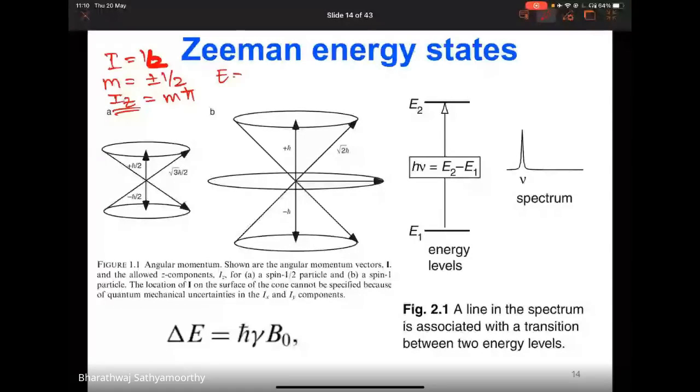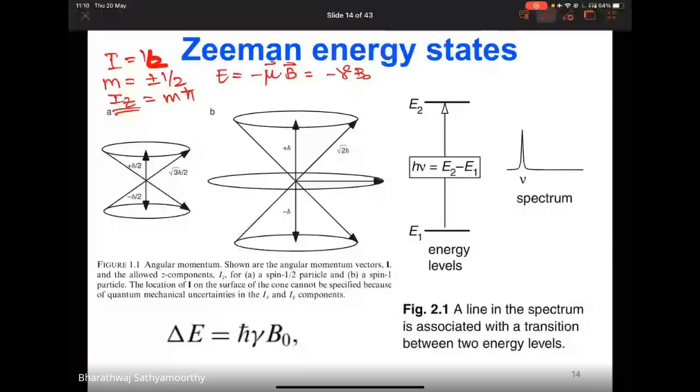So if you remember, the energy was given by minus mu dot B. And when you end up simplifying, it is minus gamma B naught Iz, where B naught is the magnetic field strength and gamma is the gyromagnetic ratio, and the Iz decides what energy levels are present. So m being half, you're going to have plus half h-bar, and minus half, you're going to get minus half h-bar.